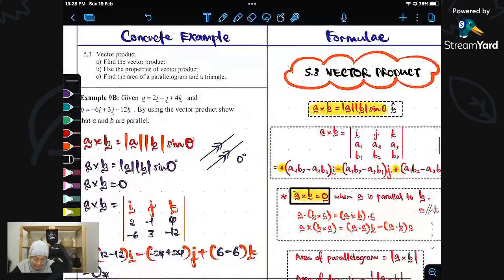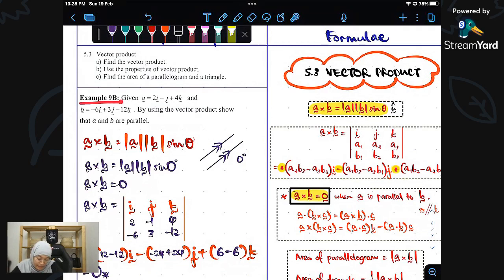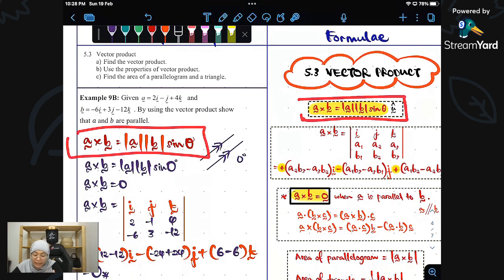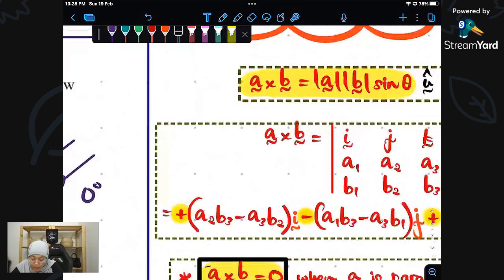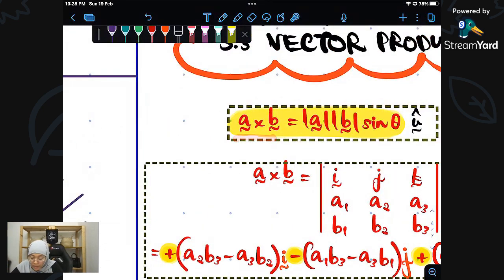Okay, now let's have a look at this final example, which is 9b, given the vector A, vector B, by using the vector product, show that the A is parallel to B. Show that the A and B are parallel. So the way to show this is just by using the formula. The formula yang ini agak berlainan dengan dot product because of this sine theta. Okay. This is cross product where A cross B is equals to magnitude of A times magnitude of B, and then times with the sine theta, bukan cos theta tetapi sine theta.